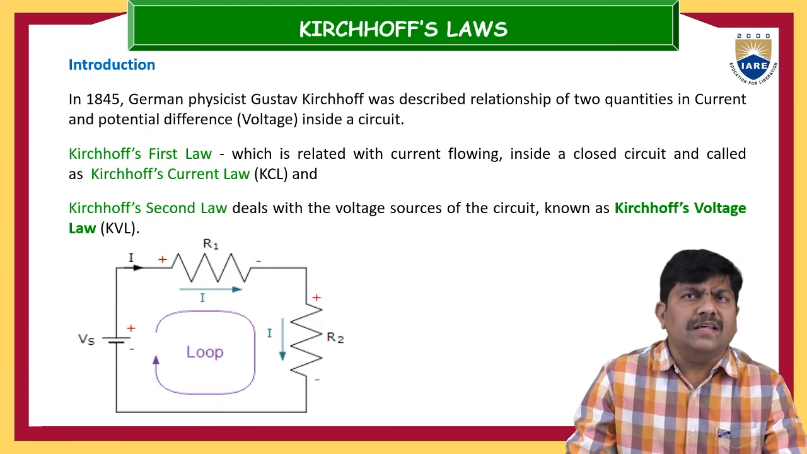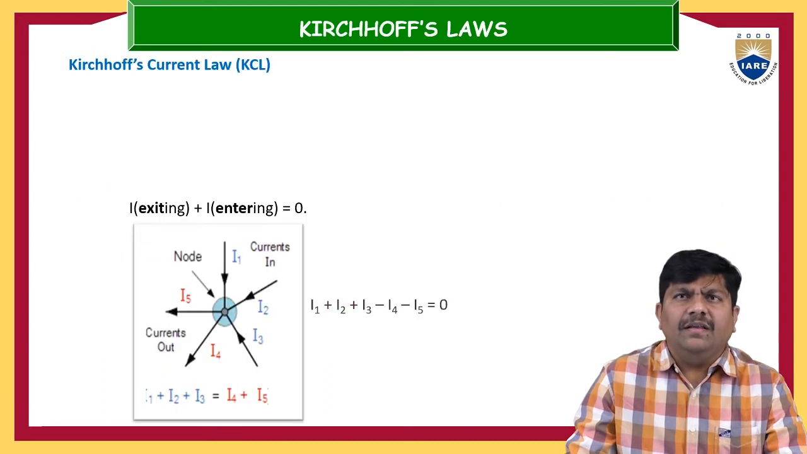So as long as the elements are connected in series, the current passing through the elements connected in series remains the same. This is very, very important. This will be helpful for us in determining the equivalent of series electrical circuits. And now Kirchhoff's current law, that is KCL.